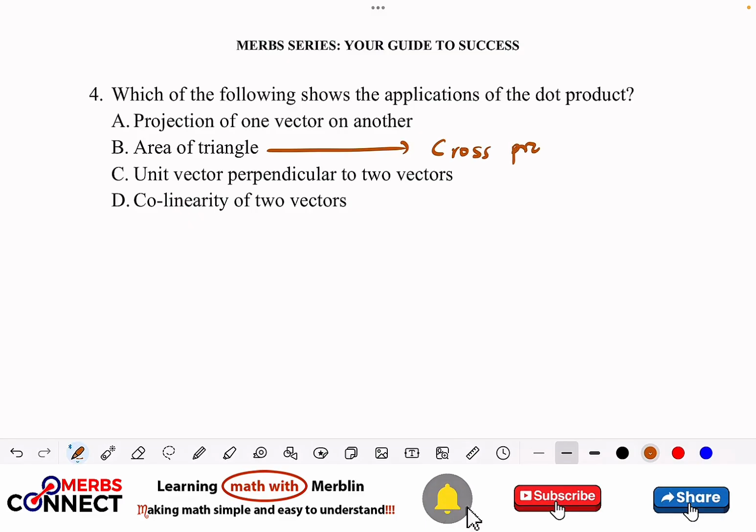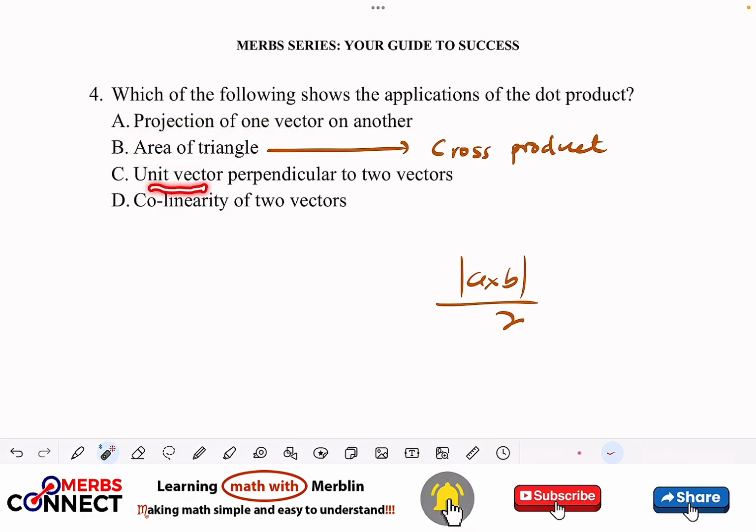Because we know that for us to find the area, we need to look for, let's say, A cross B. We find the magnitude, we divide by 2, then we get this one, right? Now we want to find the unit vector perpendicular to the two vectors too. We need to also use the cross product, right? So we find the cross product, and then we just find the unit vector. So that's what we also need to do here.